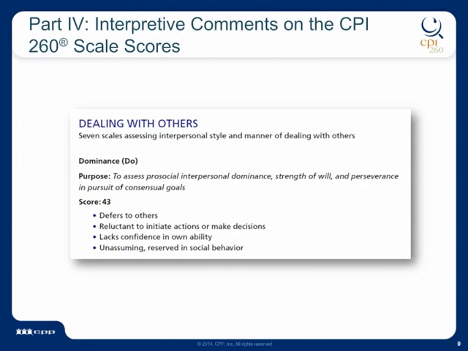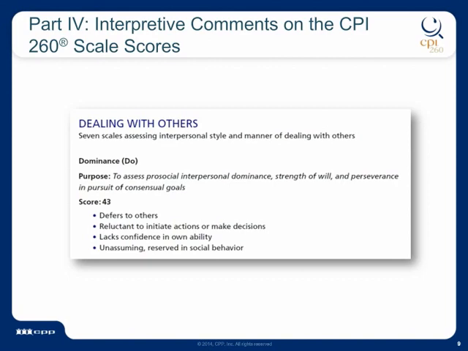Part 4 of the Configural report provides interpretive comments for each of the scale scores in the report. The important information presented in this part of the report shows a brief statement of purpose for each of the CPI 260 scales, as well as nuanced interpretive comments for each scale. This is an important departure from earlier CPI 260 reports, such as the Client Feedback Report.